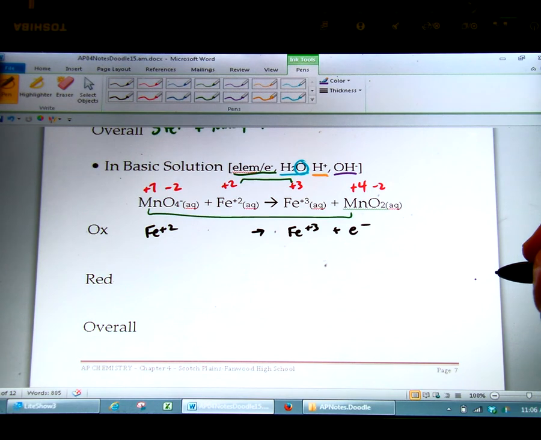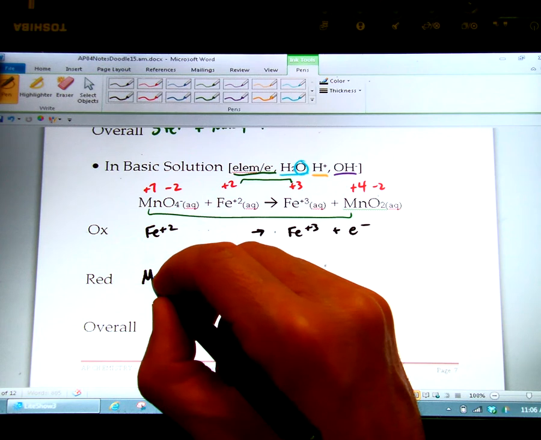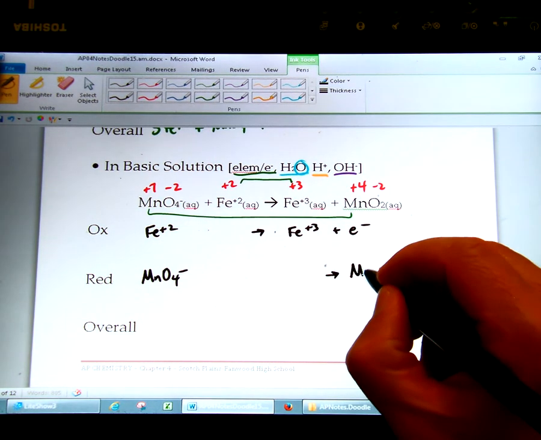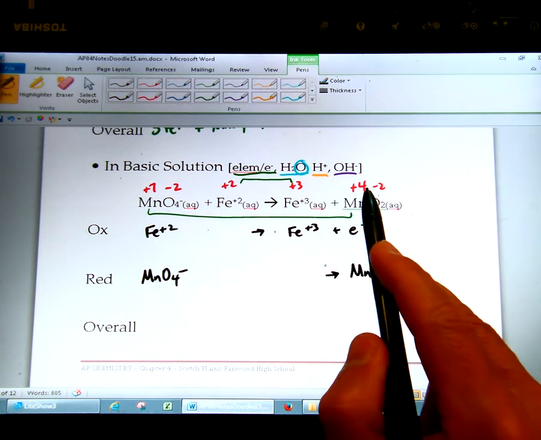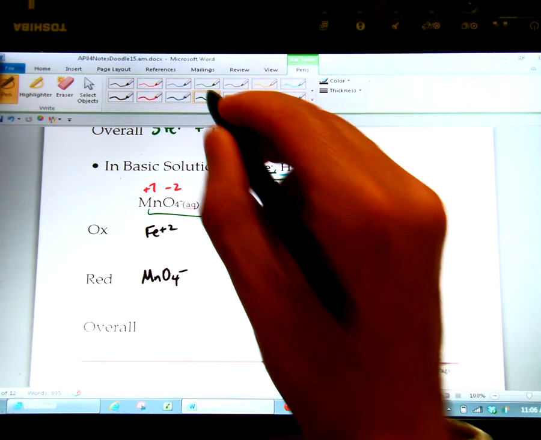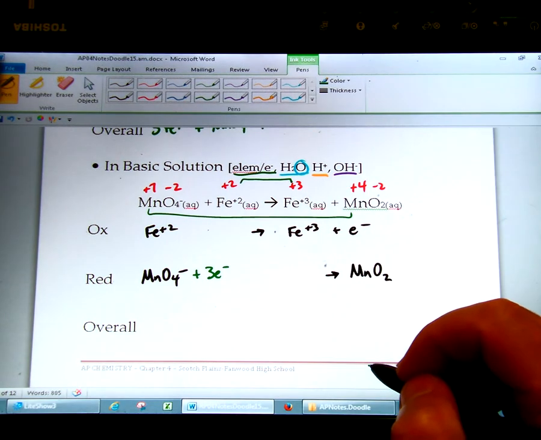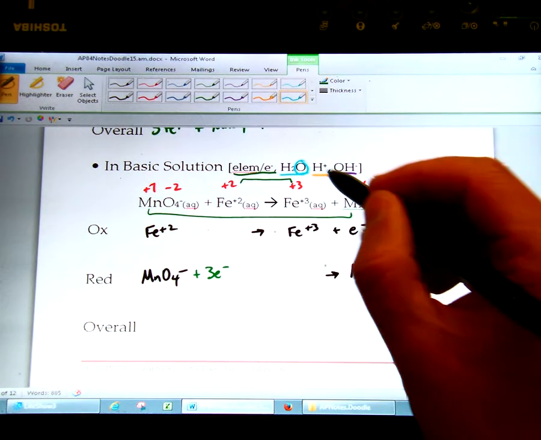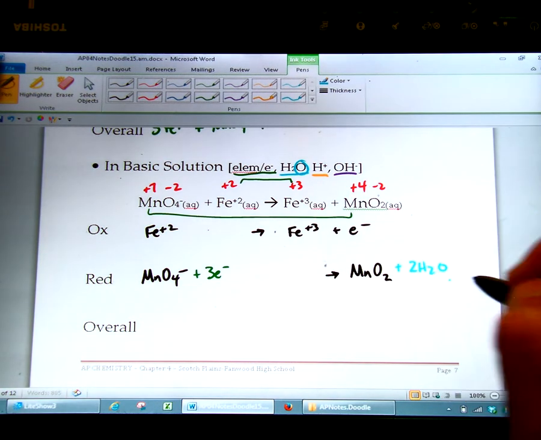The reduction half reaction is going to be the permanganate MnO4 minus. I'm going to give myself extra room here to go to MnO2. Again, we went from plus 7 down to plus 4, so that's only a 3 electron change. So that's going to be plus 3 electrons. All right, now what we're going to do is look at the H2O for balancing. So I have 4 O's here and 2 O's here. I'm missing 2 on the right, so I'm going to put 2 H2O's there.